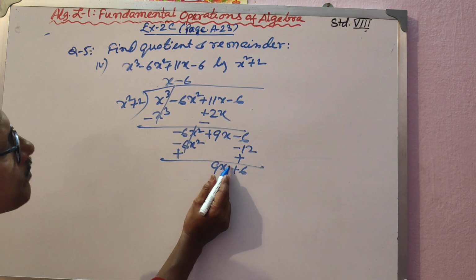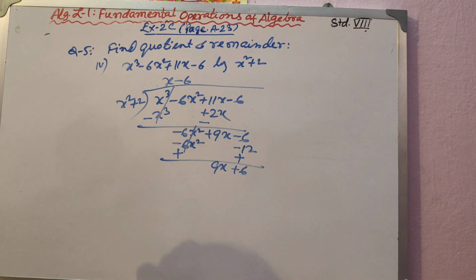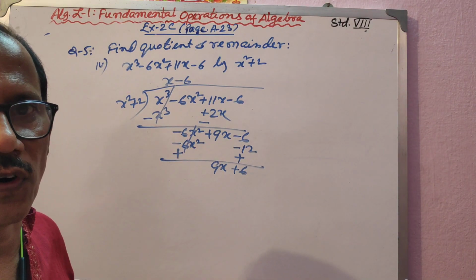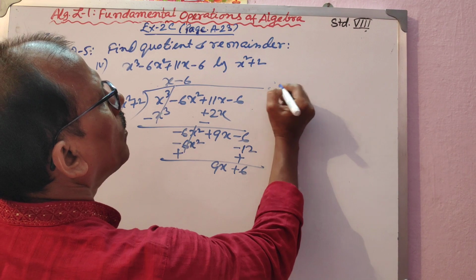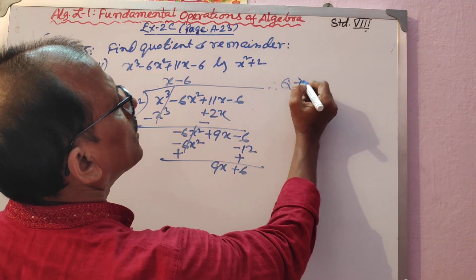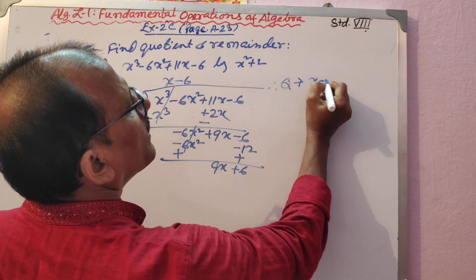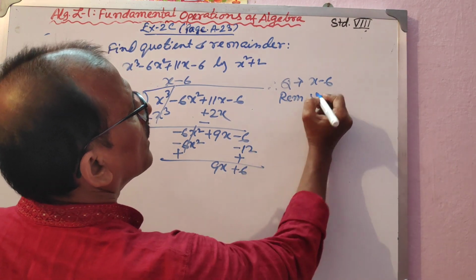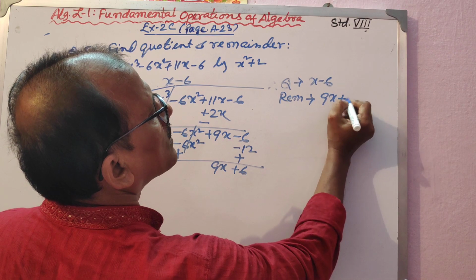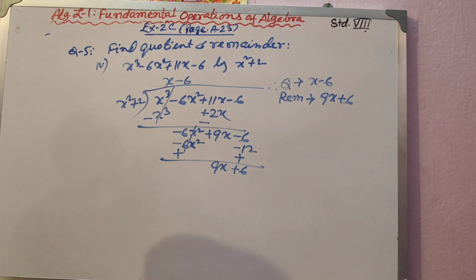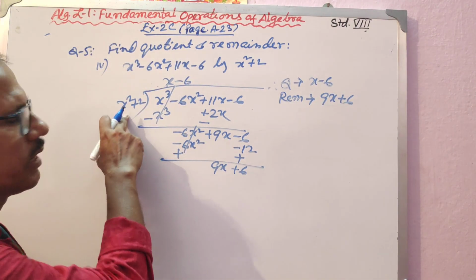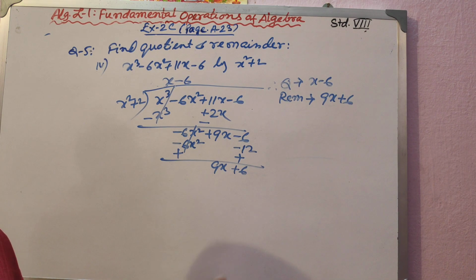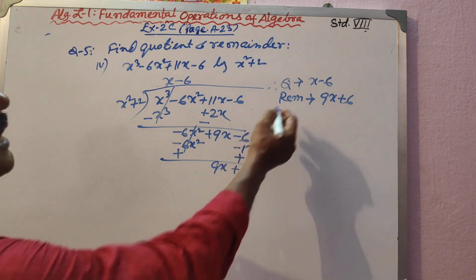See here the x power is 1, here the x power is 2. So the remainder is smaller than the divisor. Therefore, the quotient is equal to what? x minus 6. The remainder is equal to how much? 9x plus 6. When there is a remainder, if the variable's higher power is in the divisor, that time the divisor is greater, the remainder is smaller, you don't have to do the division. That will be your answer.